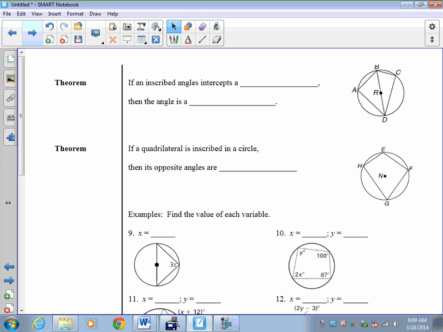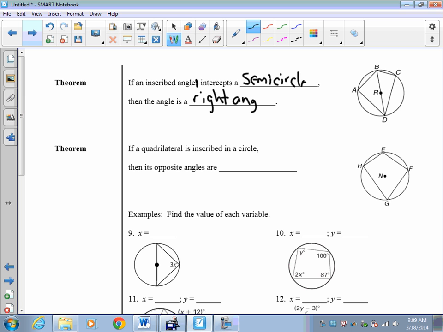So moving on to the last page, we have several theorems. It says if an inscribed angle, so there shouldn't be an S here, intercepts a semicircle, then the angle is a right angle. So we already alluded to this. So we have this arc here, because remember, that goes through the diameter, so that has to be a right angle. Also, we know since this is the diameter, angle BCD has to be a right angle.